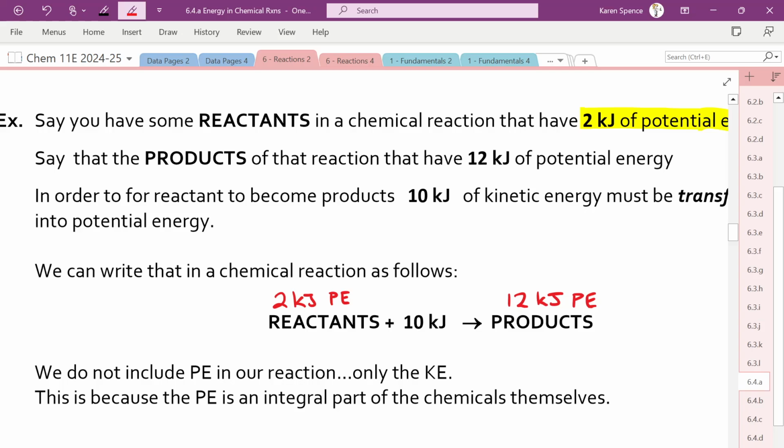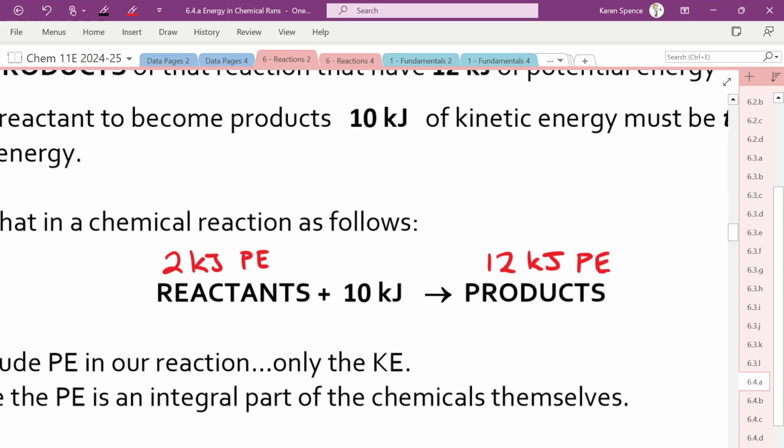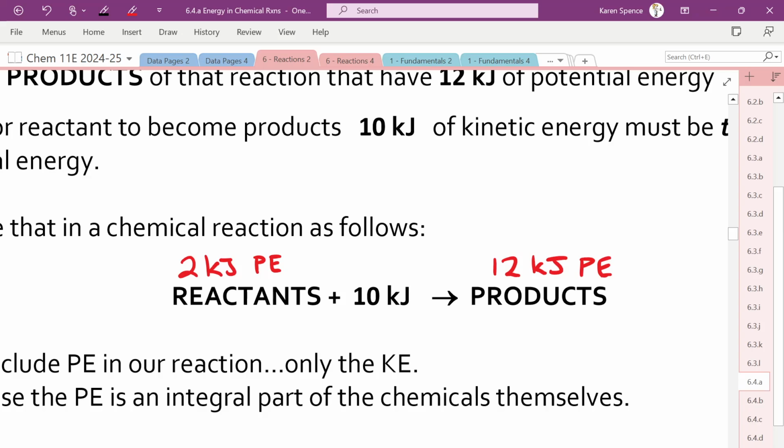That means that the products have 10 more joules of potential energy than the reactants. Where did that extra energy come from? This is energy that is not stored in either the reactants nor the products. What kind of energy does it have to be? That has to be kinetic energy.